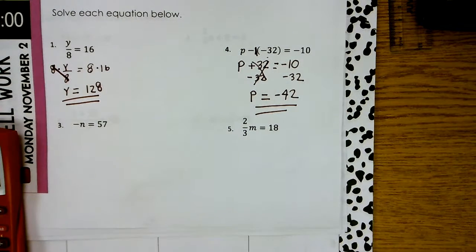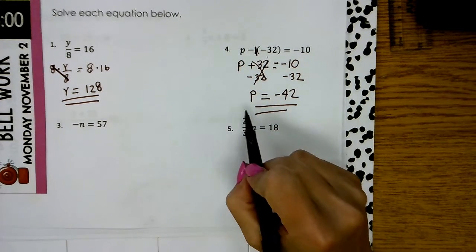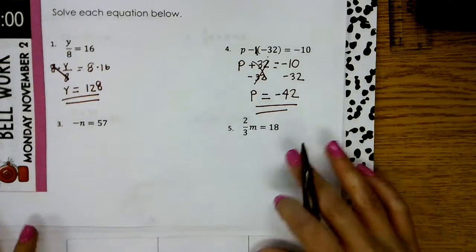And that is our final answer, because we have isolated our variable and we got p on one side of the equal sign by itself.